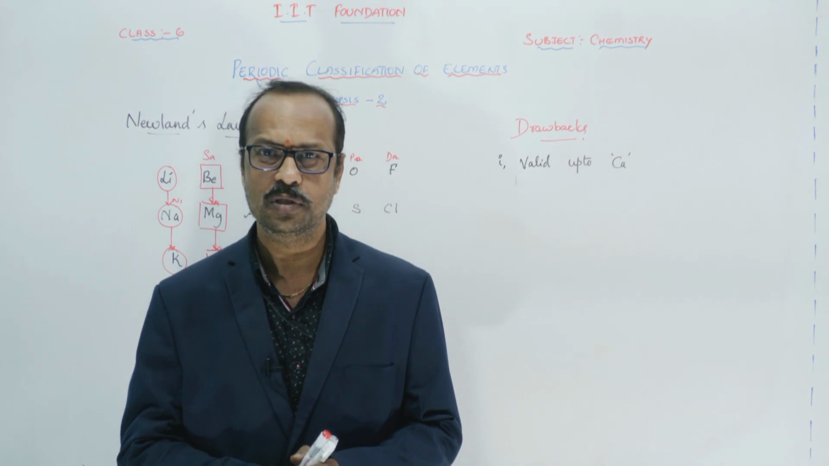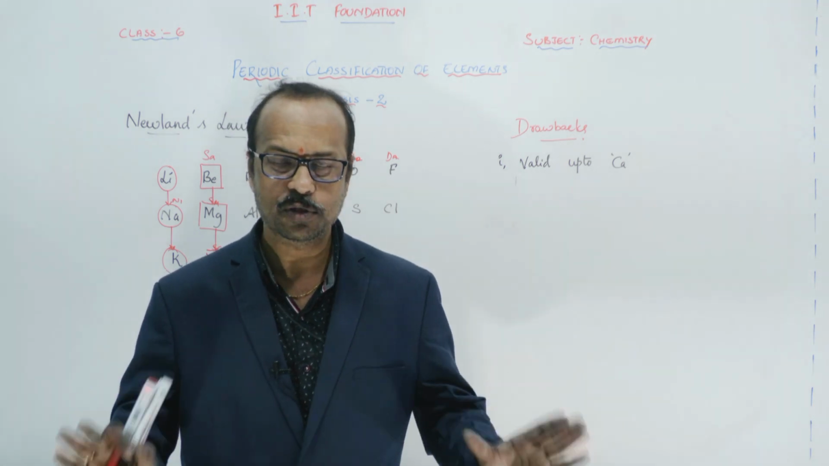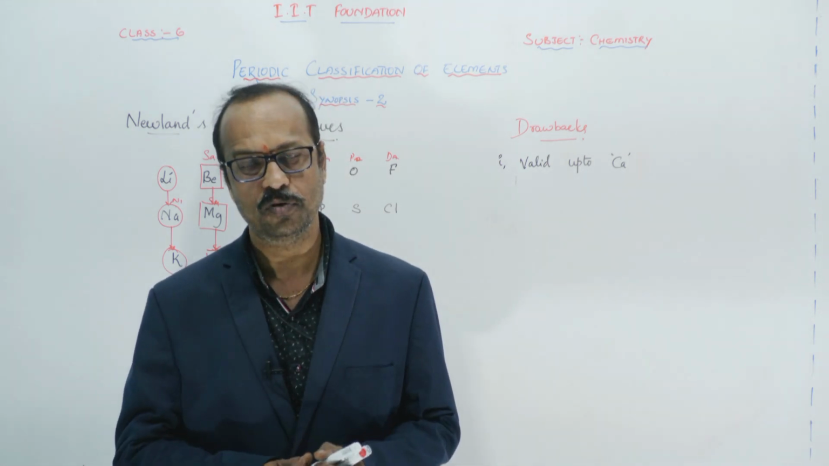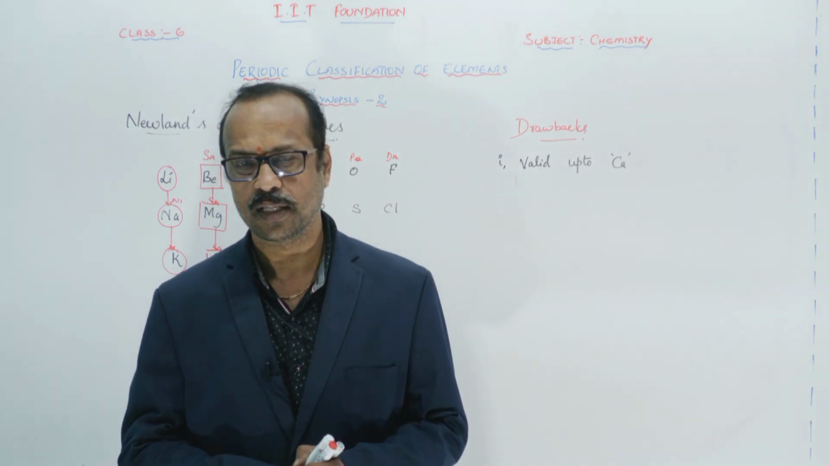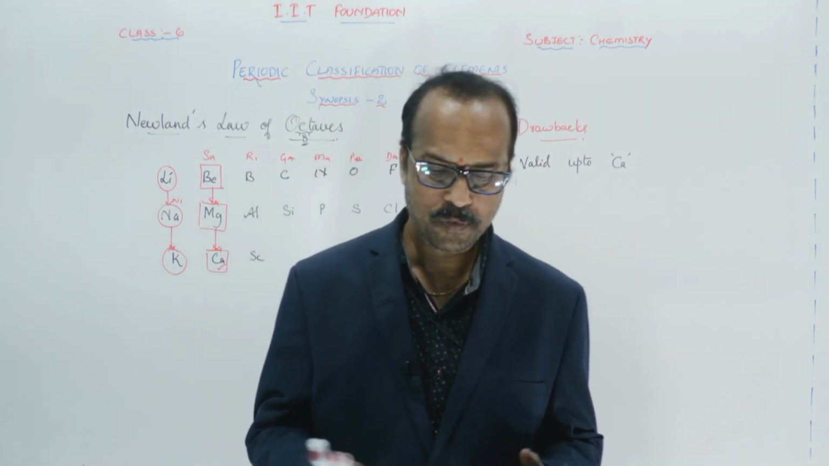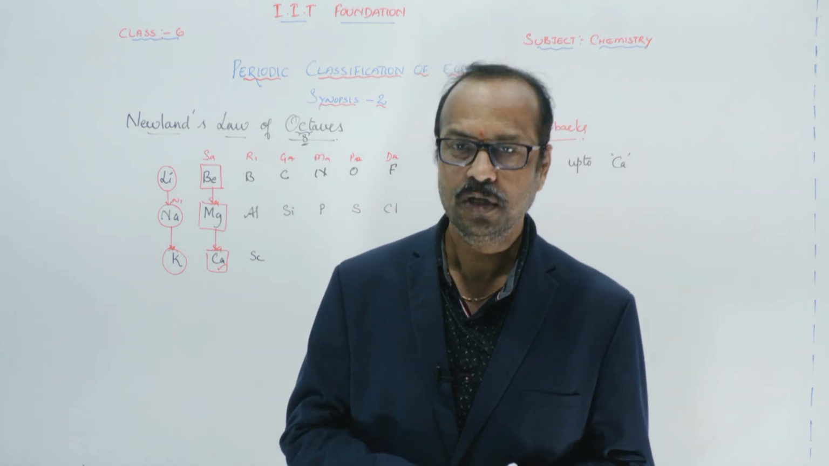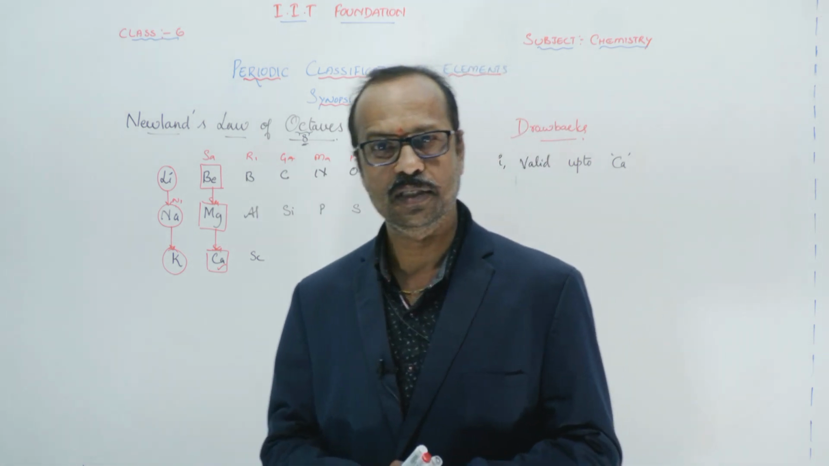At that time only those elements were there, and he said that only this many elements would exist and no more elements would be discovered in the future. But later many new elements were discovered. For those elements there was no place in his classification. Clear to you? So, due to this, students, Newland's law of octaves failed.